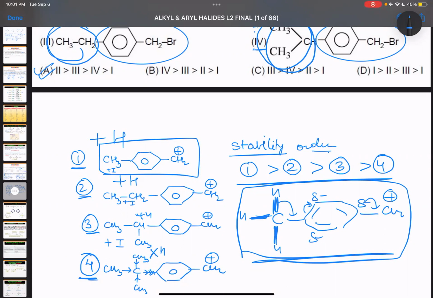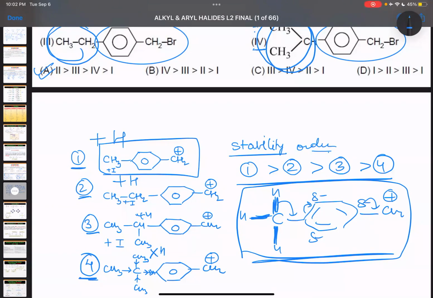Is it clear? So greater number of hydrogen atoms, greater hyperconjugation. So the methyl group was very small. Electron donation capacity of the methyl group was very, very low. But actually the hyperconjugation was very much. And why was it very much? Because it was having the maximum number of alpha hydrogens.